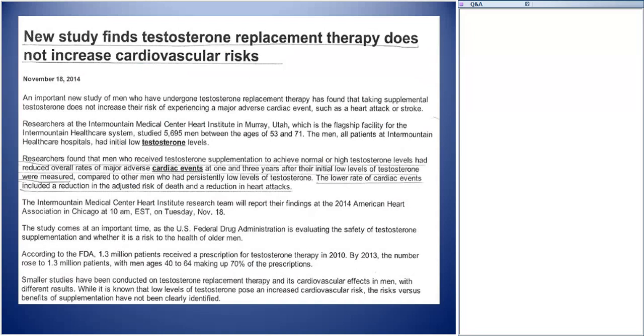another study finds that testosterone replacement does not increase cardiovascular risk. This was the first of two studies that was done by this Heart Institute in Utah. In this first study, researchers found that men who received testosterone supplementation to achieve normal or high testosterone levels, with a key emphasis on the word high, had reduced overall rates of major adverse cardiac events, meaning MI, at 1 and 3 years after their initial low levels of testosterone were measured and treated. The lower the rate of cardiac events included a reduction in the adjusted risk of death, as well as the reduction in MIs. This is an extremely important study, an extremely important paragraph to understand. But going back to that first sentence, researchers found that men who received testosterone to achieve high testosterone levels.